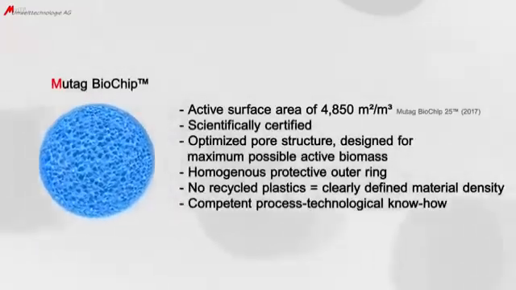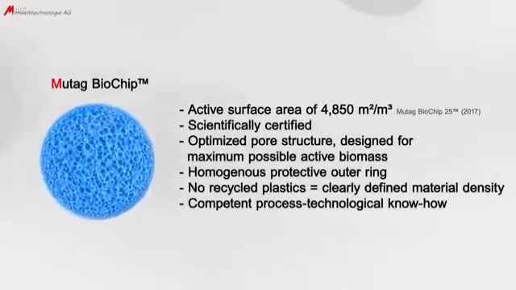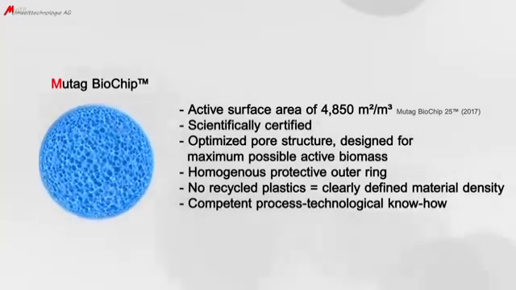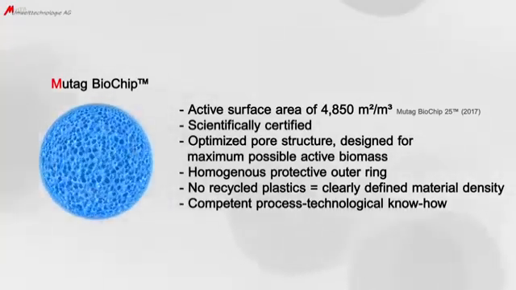Simply brilliant. To summarize, we would like to name some further advantages. The Mutag biochip provides an active surface area of 4,850 square meters per cubic meter. Due to the optimized pore structure, the Mutag biochip can attach a manifold of active biomass than other foamed carriers can. The Mutag biochip is made from virgin PE, whereas its density and quality is controllable.